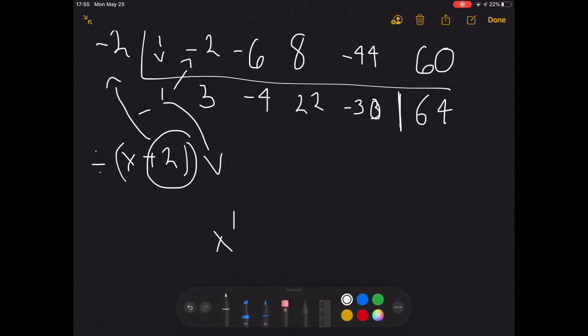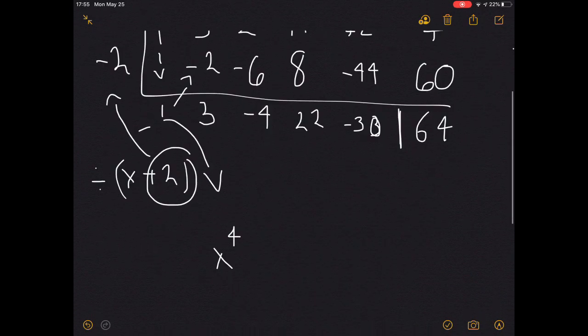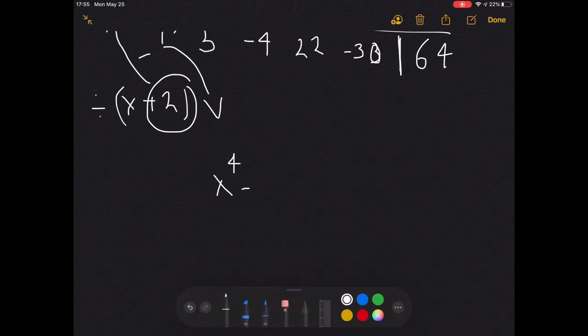But we have to write the leading coefficients. So the first one is 1, so it'd be x to the 4th power, because we're going one less power than the original equation. So we're using the bottom coefficients from the synthetic division. So 3x cubed minus 4x squared plus 22x minus 30.